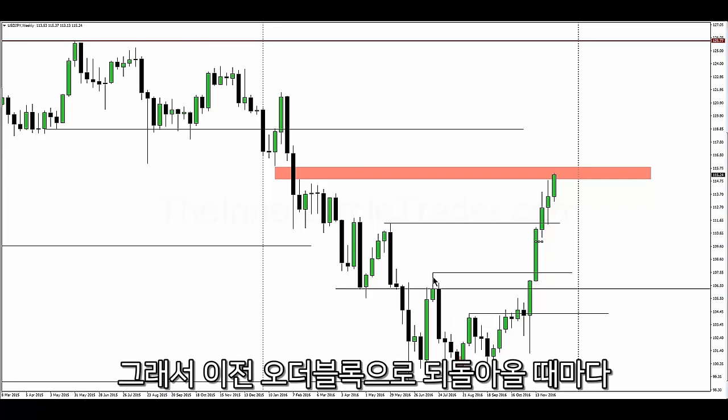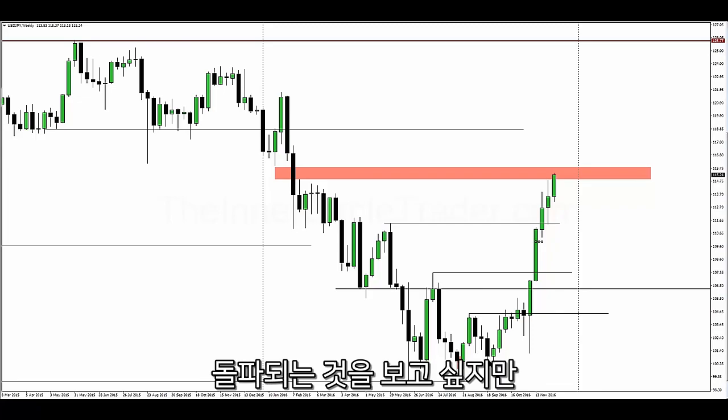So every time we look to be a buyer on a retracement back to a previous order block, we want to see that high being taken out.